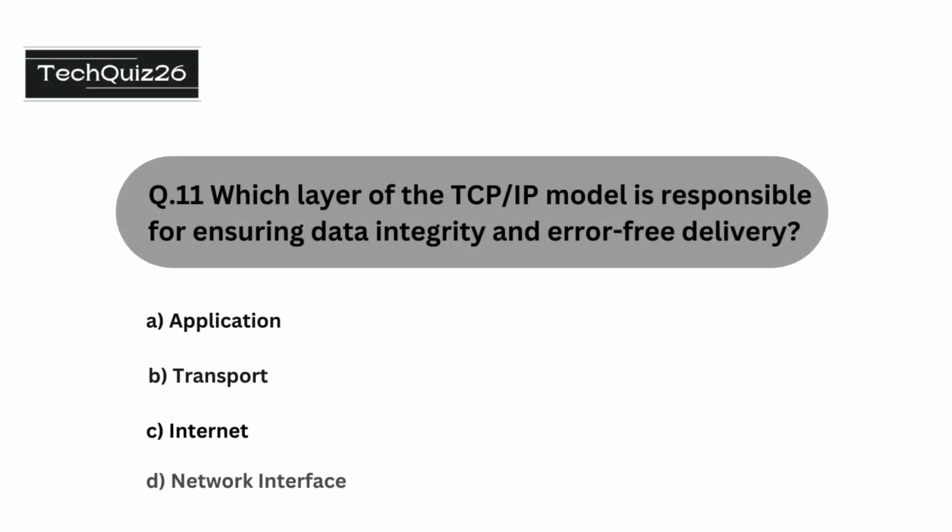Question number 11 is which layer of the TCP/IP model is responsible for ensuring data integrity and error-free delivery? The options are application, transport, internet, network interface. The correct option is transport.